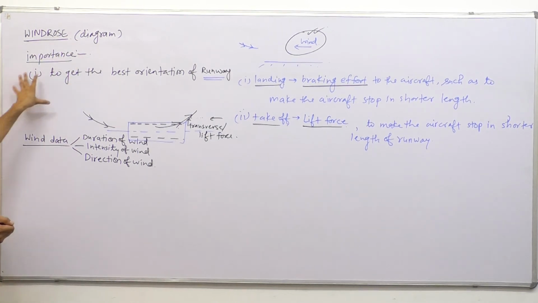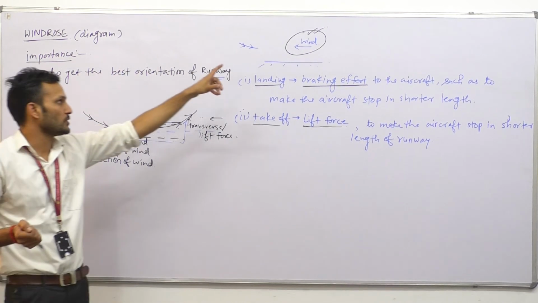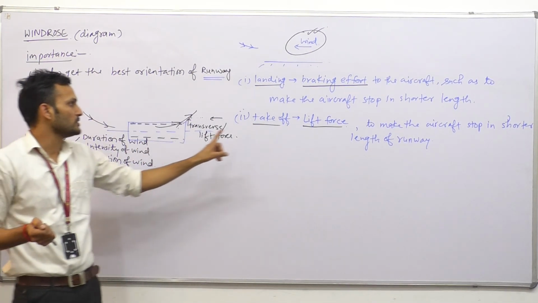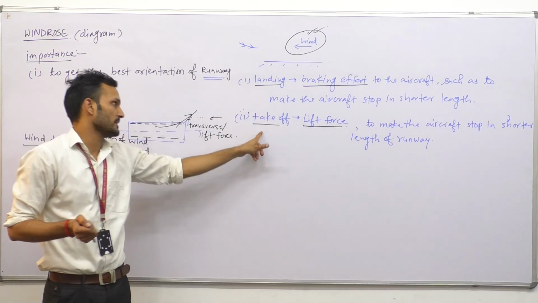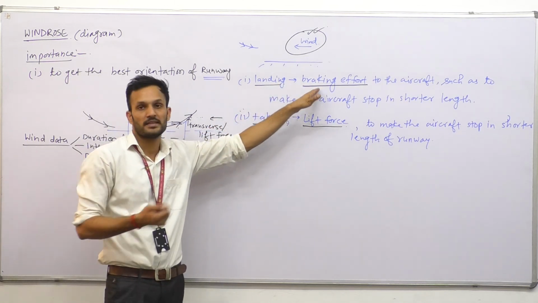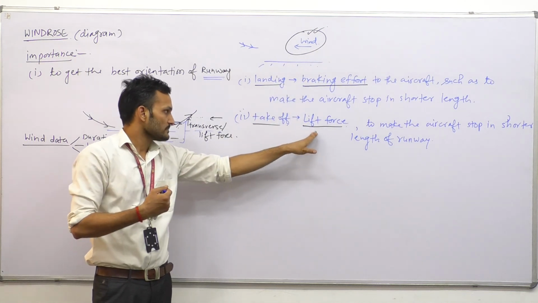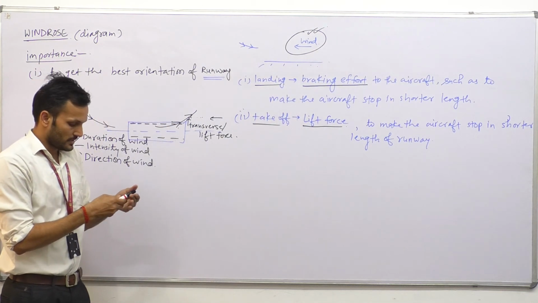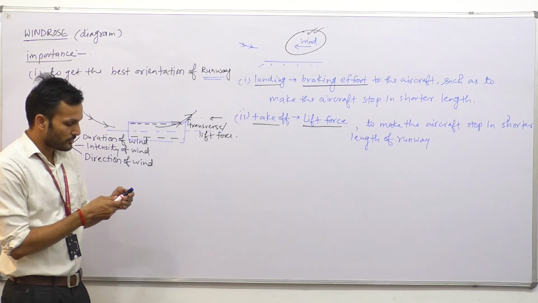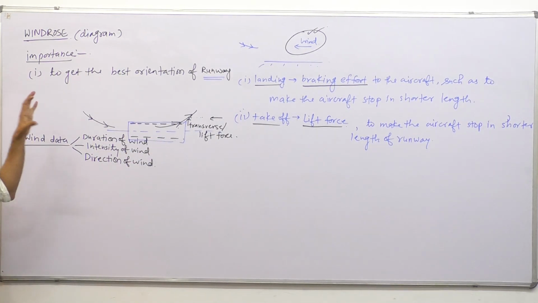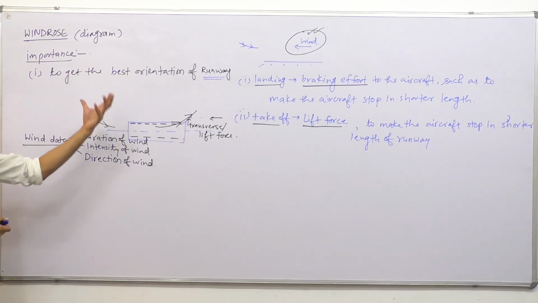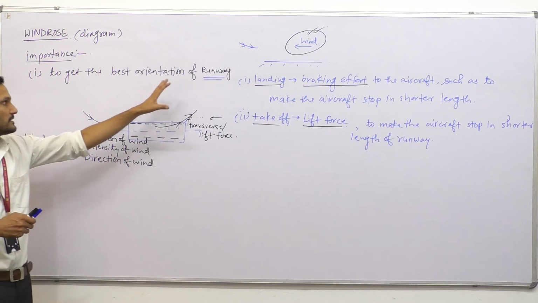So the importance of the windrose diagram with the parameters of wind is clear to you with these two scenarios, landing and takeoff. In the landing case, the braking effort is provided by the headwind. Similarly, in the takeoff case, the lift force is provided by the headwinds. So the importance of headwinds, or the data regarding the wind, is clear for getting the runway orientation.